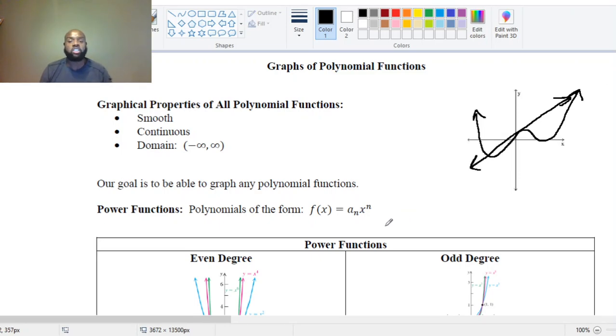These functions have good properties that you will learn about in calculus. But for now, we just know that they're smooth, continuous, and they have a domain that's all real numbers. Our goal is to be able to graph these. So we're going to learn some of the properties of polynomial functions so that when we look at the actual algebraic expression that the function represents, we'll be able to figure out some of the properties of the function.